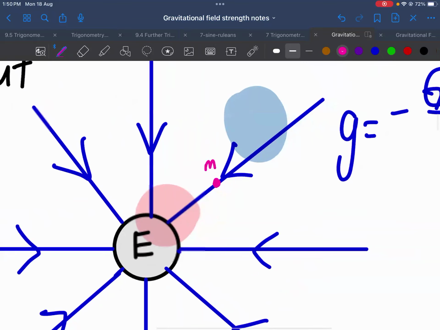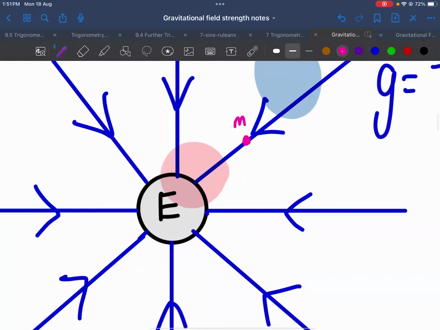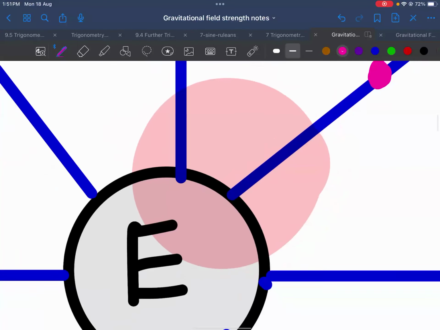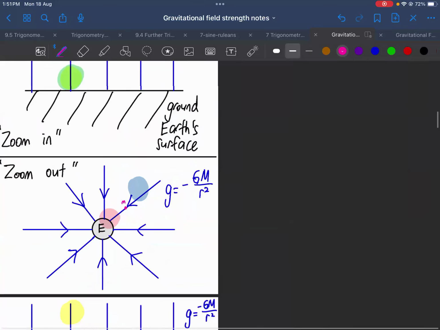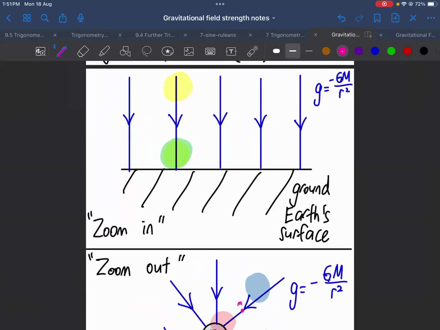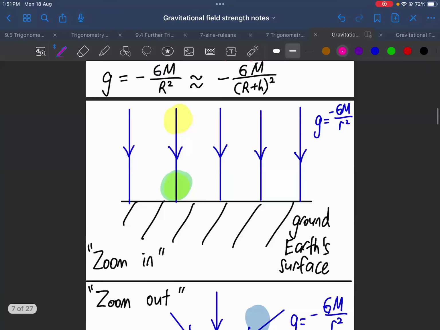So now, if I zoom in onto the Earth, then you will see the gravitational field lines look like this. This is what happens when I zoom in to the Earth. Originally the field lines should be in radial direction, but once you have zoomed in, they all look parallel now.